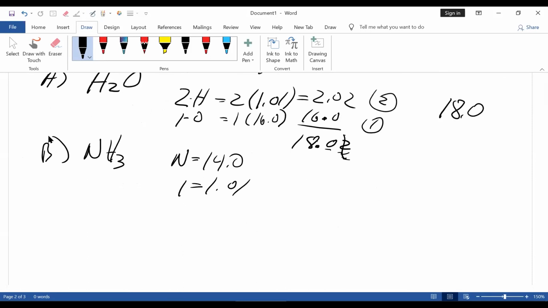And why don't you try one yourself? What's the molecular weight of ammonia? Ammonia has 1 nitrogen, 3 hydrogens. If you look on the periodic table, to 3 significant figures, nitrogen is 14.0, hydrogen, as I mentioned earlier, is 1.01. Why don't you just try setting it up? And if you don't have your calculator, maybe you can do the addition in your head.